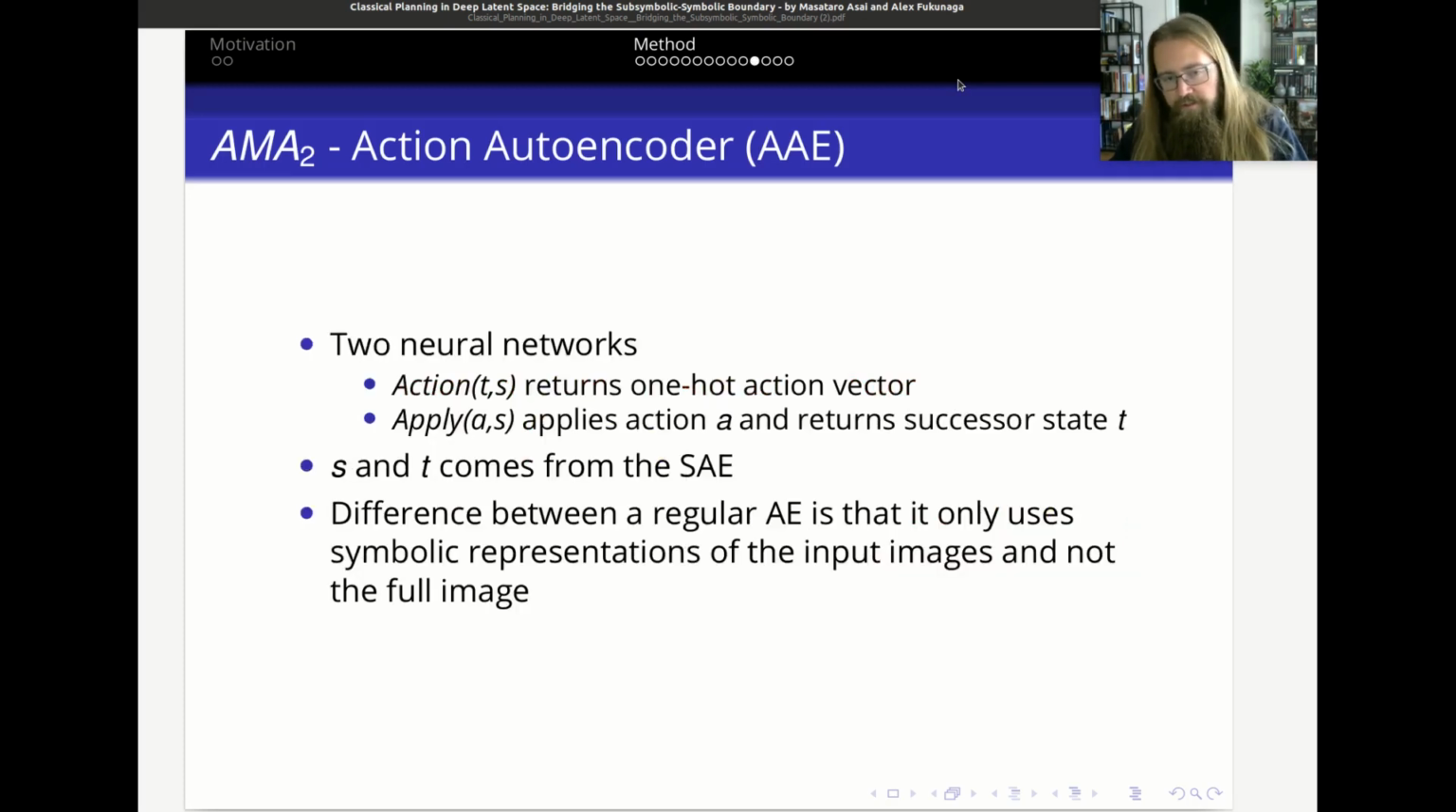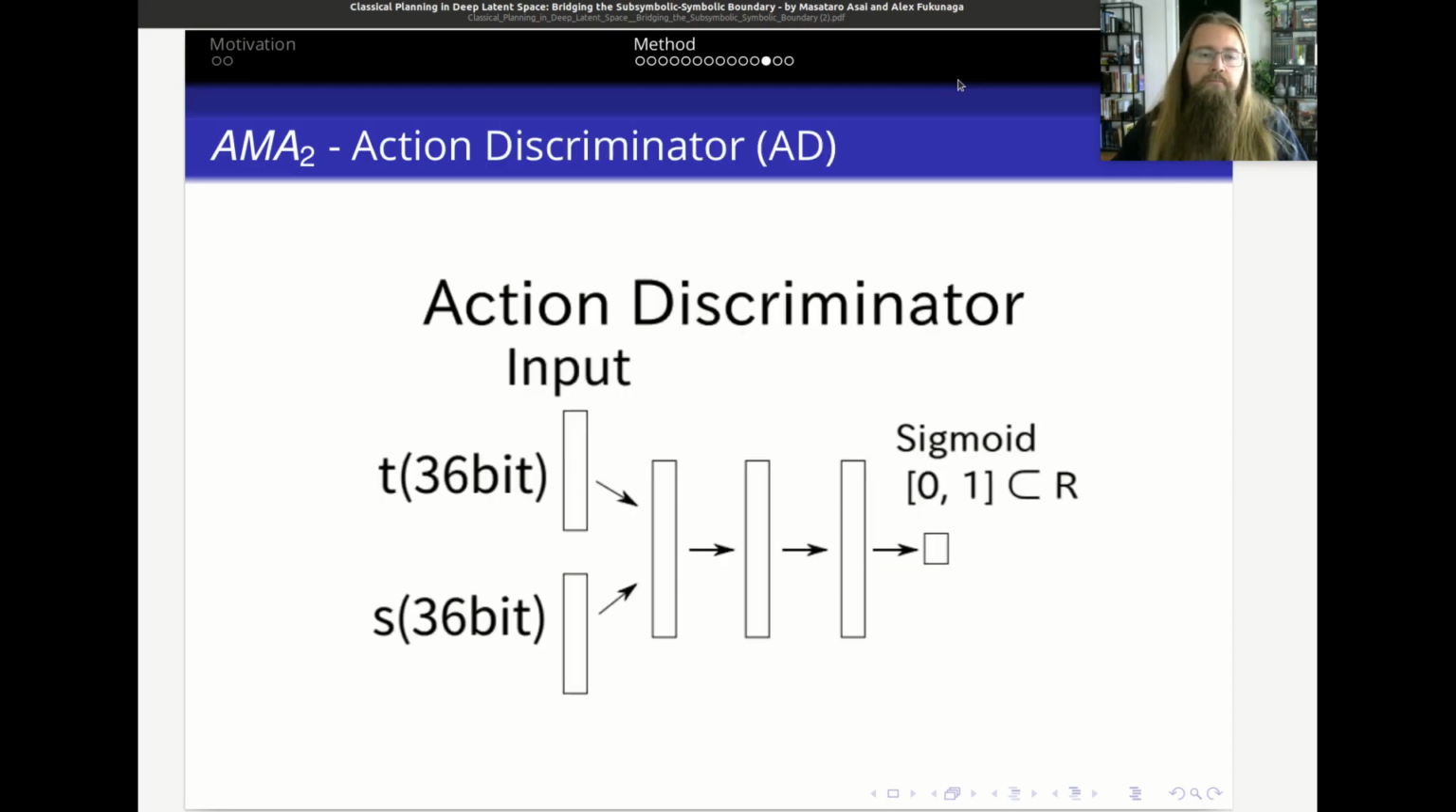So as I said, two neural networks. One predicts the action, the other one applies the action and predicts the state. And these S and T states come from the state autoencoder previously mentioned. And the difference with this action autoencoder is that it works with symbolic states instead of images.